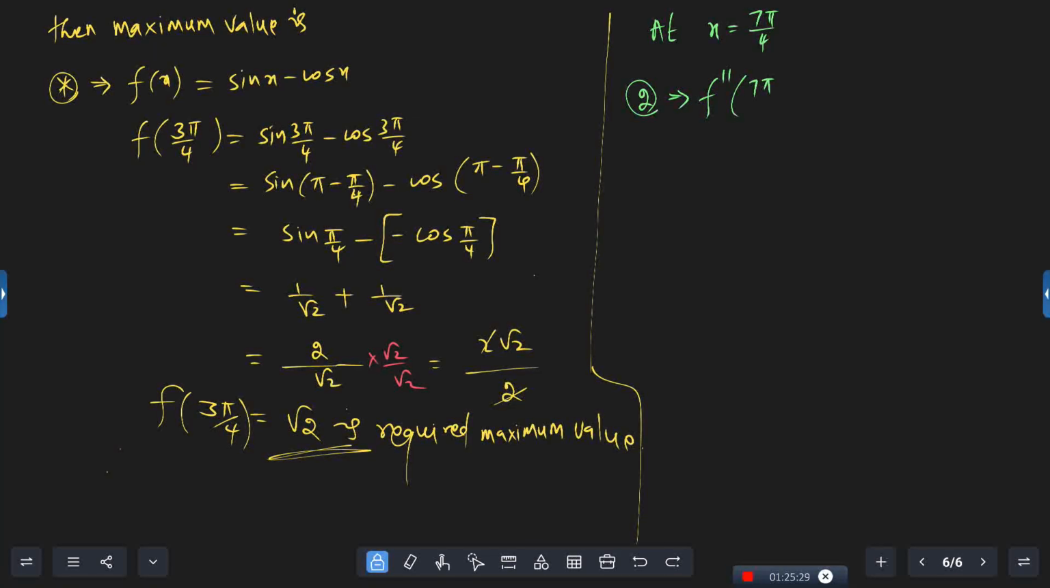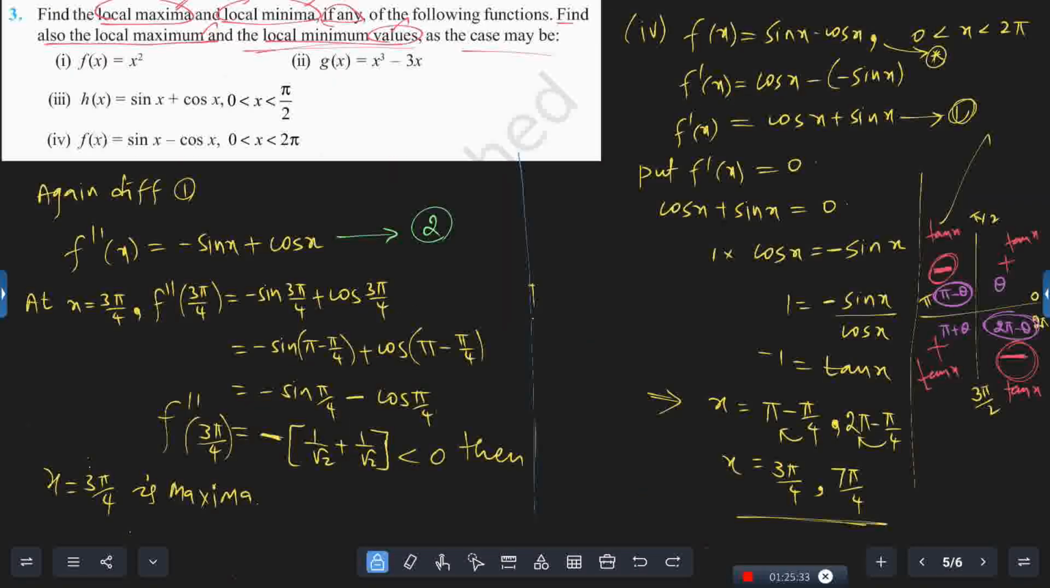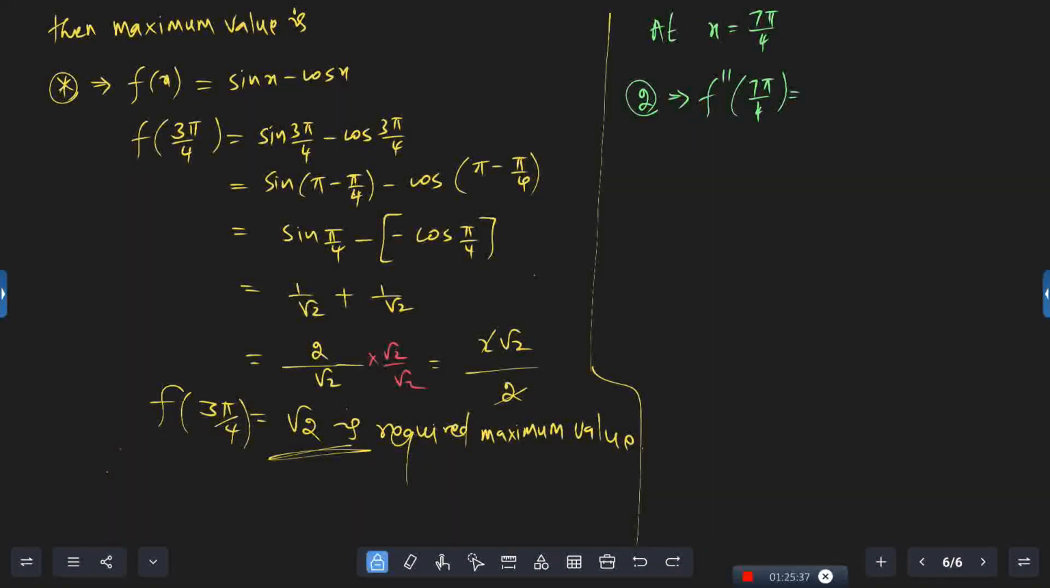F double derivative of 7 pi by 4 equals what? Minus sin x plus cos x. So minus sin 7 pi divided by 4 plus cos 7 pi divided by 4.